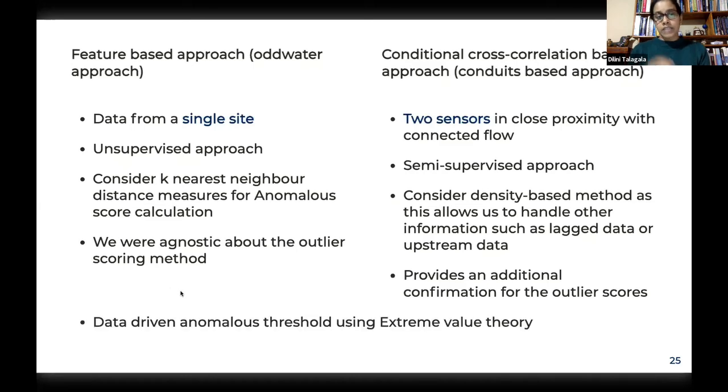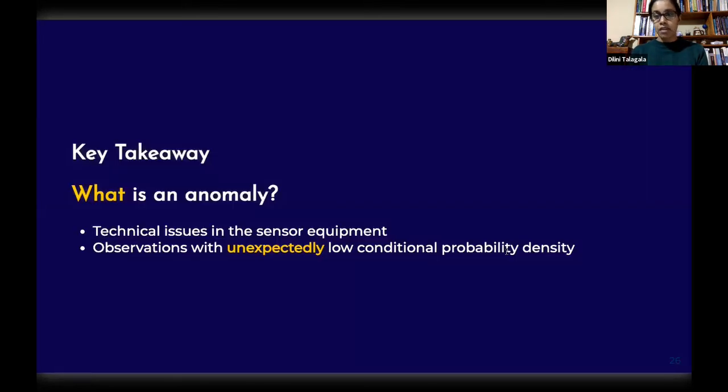And in both algorithms, we use a data-driven anomalous threshold based on extreme value theory. One of the advantages of this new algorithm is that we relax certain assumptions that we made in our oddwater approach. So basically, this is an improved version, and it has much more capability compared to our previously proposed algorithm. Okay, so with that, I come to my key takeaways.